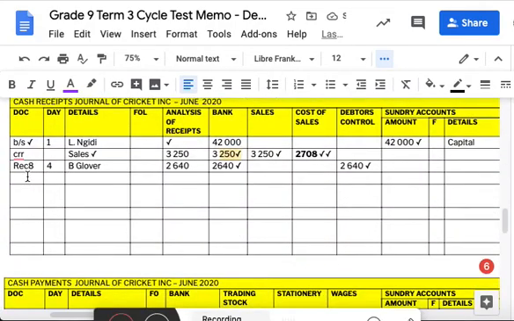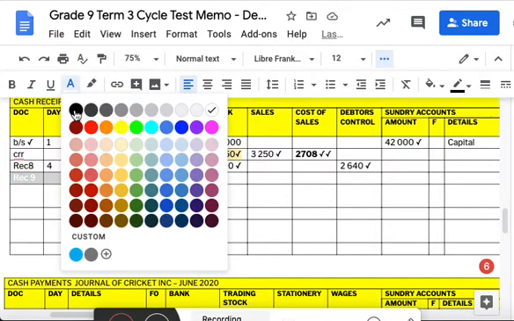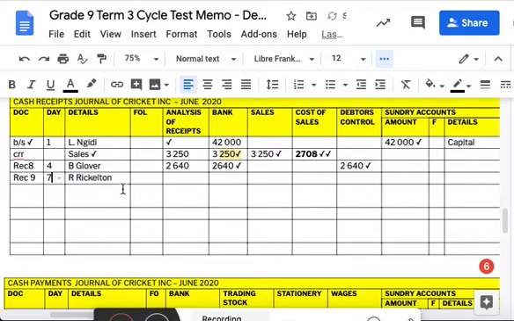Let's start off in the CRJ. He's paying us back. So we assume it's the next receipt. The date is the 7th. Sorry, I just need to add that in. The date is the 7th. What is the amount he's paying us?